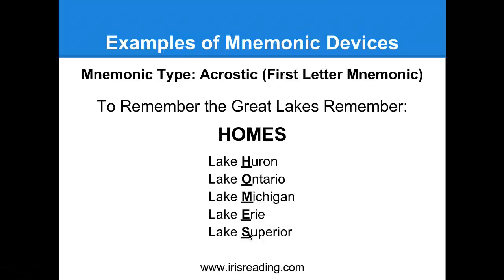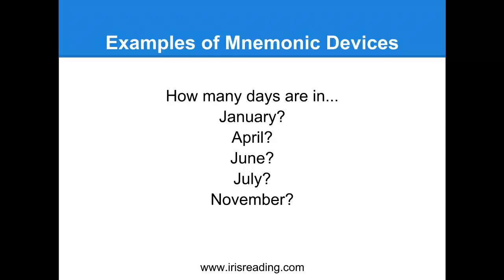But let's talk about some other ones. Actually, what I think would be more useful: how many days are in these months? How many days are in January, April, June, July, November? Because some months have 30, some have 31. Of course, February is the easiest one to remember. Why? Because February is one of the months where it's a little out of the ordinary. It has 28 days, and then there's a leap year.